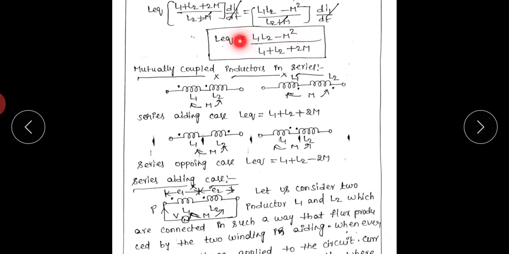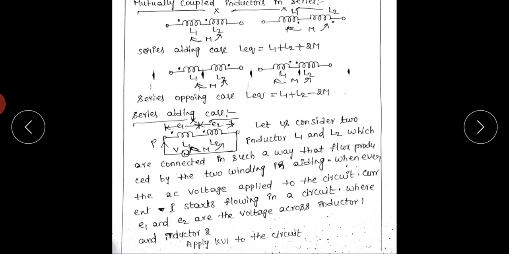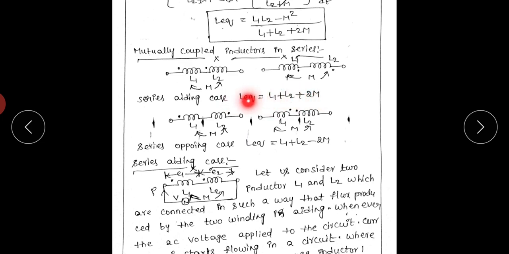In parallel aiding connection, the equivalent inductance equals (L1 into L2 minus M square) by (L1 plus L2 minus 2M). In parallel opposing connection, the equivalent inductance value is (L1 into L2 minus M square) by (L1 plus L2 plus 2M). Numerators are the same. In the denominator, plus 2M is there in parallel opposing connection, minus 2M is there in parallel aiding connection. Similarly, in series aiding connection, the equivalent inductance equals L1 plus L2 plus 2M. In opposing connection, L1 plus L2 minus 2M.